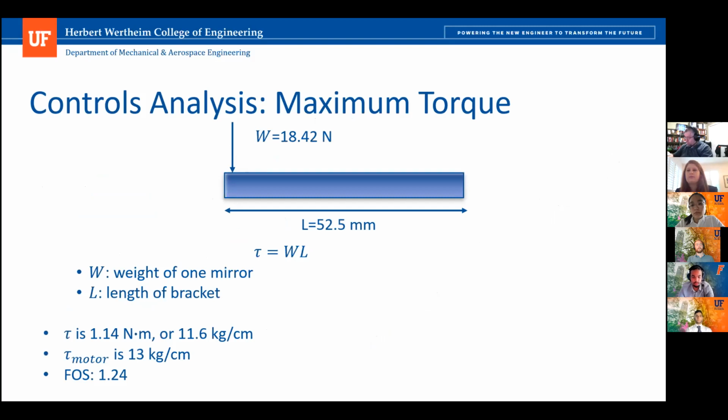The final controls analysis performed was to determine the maximum torque experienced by the motor. The U-shaped bracket in the controls assembly can be treated as a moment arm and the mirror as a point mass at the end of that arm. Assuming the worst case scenario, where the mirror is perpendicular to the floor, the maximum torque produced by the mirror assembly on the motor was found to be 1.14 newton meters, which translates to about 11.6 kilogram-centimeters. The highest rated torque of the motor is 13 kilogram-centimeters, producing a factor of safety of 1.24.